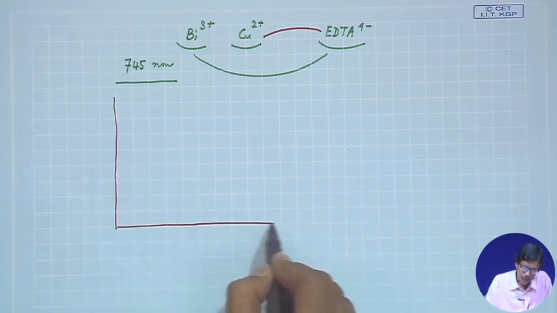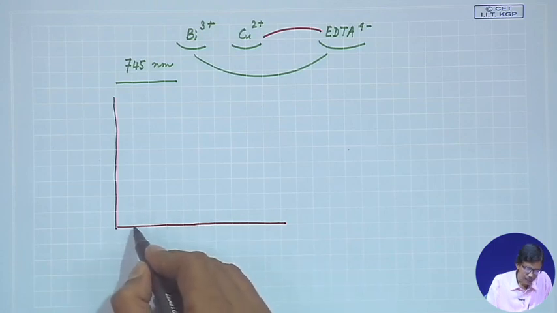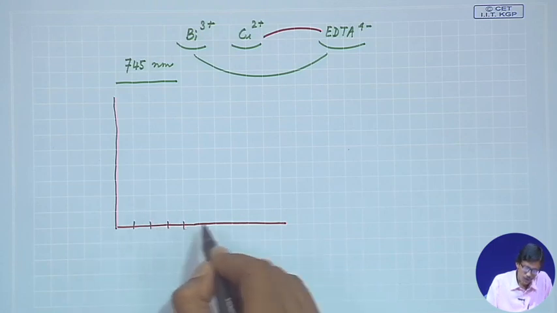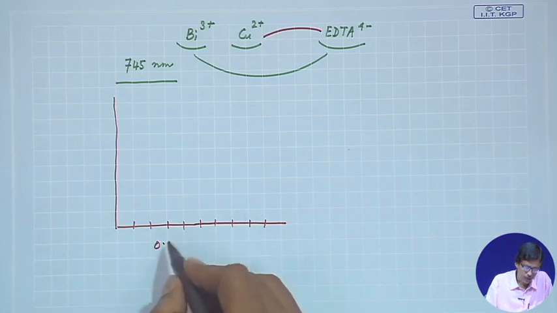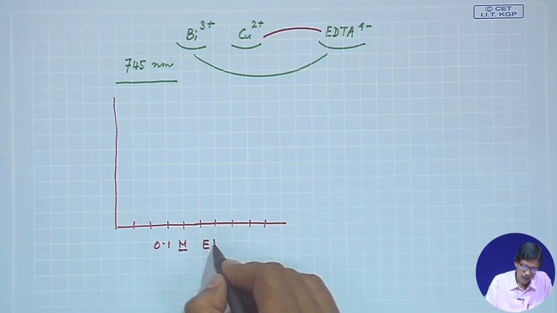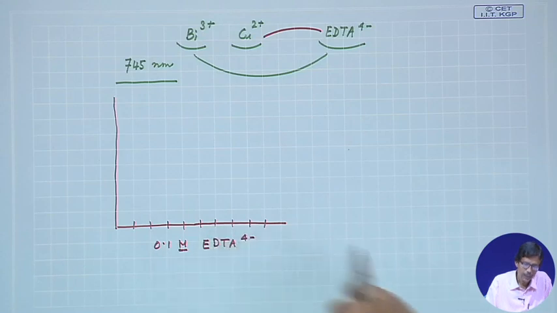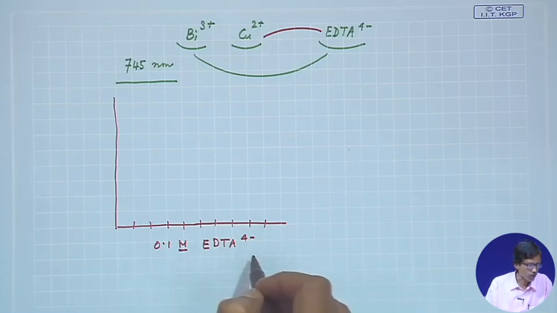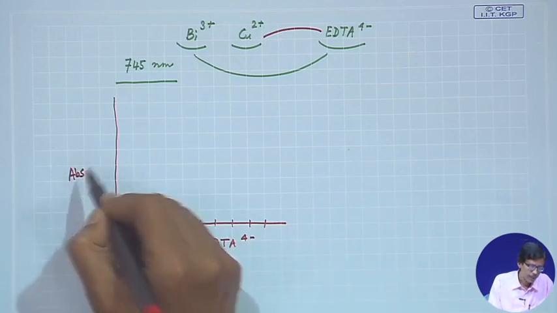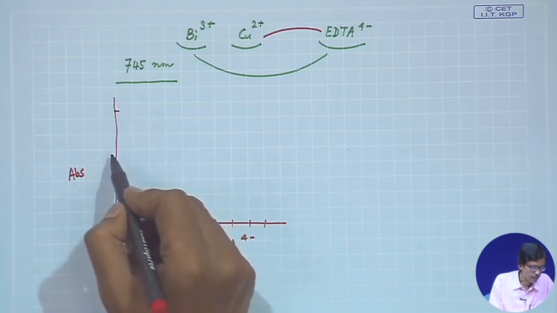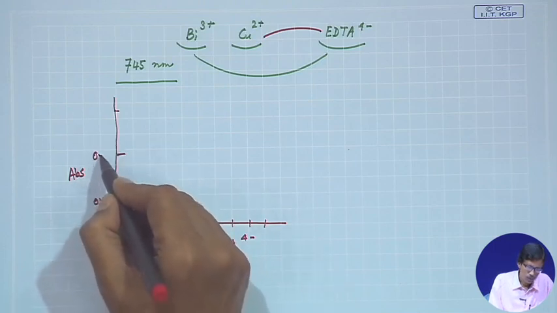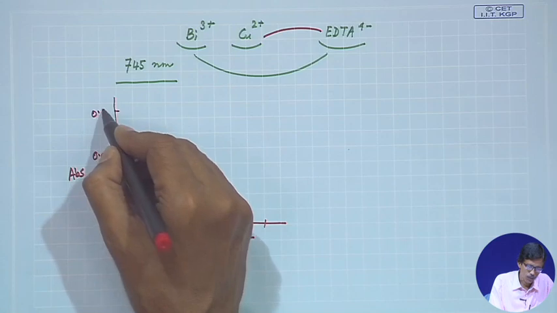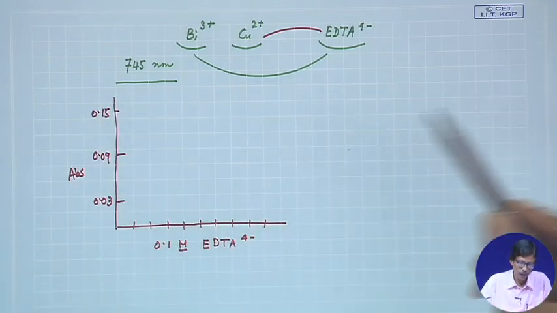So, if we try to draw the corresponding plot, we will be adding milliliters of your 0.1 molar EDTA solution. It is a disodium salt, which most of the time we use, and this is the absorbance axis. Starting from here, it is 0.03, 0.09 and say 0.15, only up to 0.15.